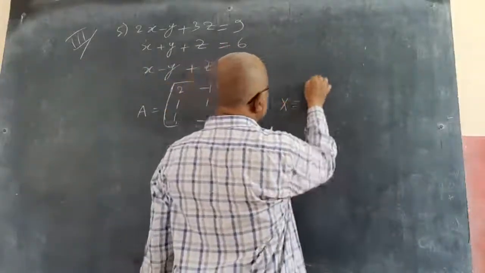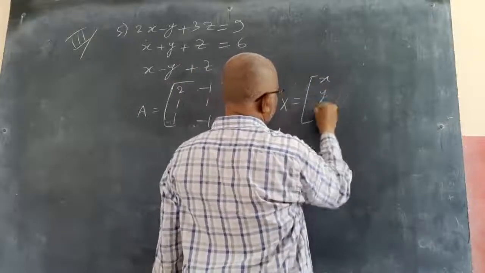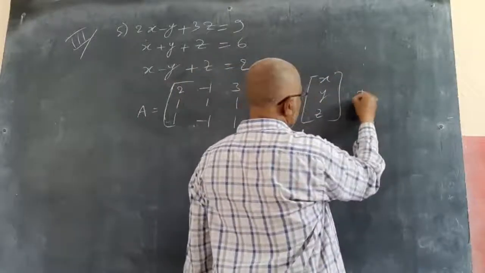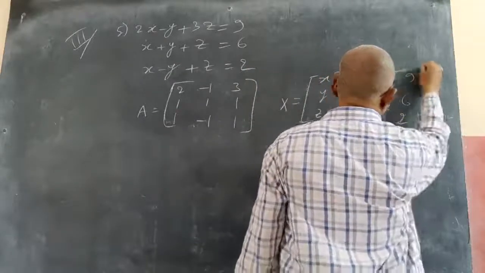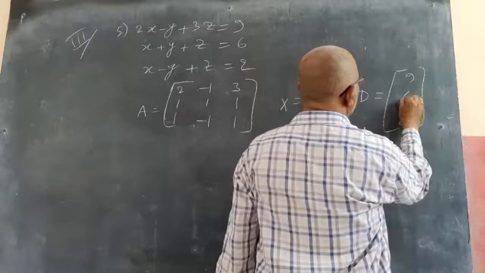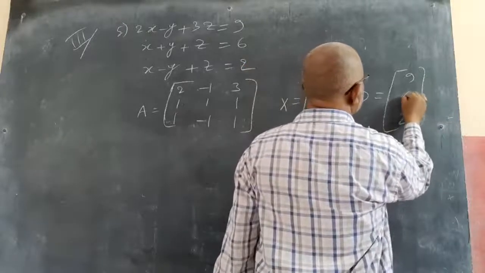Next, X is as usual x, y, z, the variable matrix, and D is as usual the constant matrix. So what is the constant matrix? 9, 6, 2. The constant matrix is 9, 6, 2.